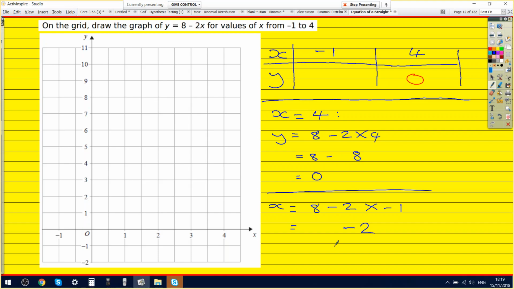Take away 8. Is that 6? So you did the multiplying, you didn't actually do the subtracting, so that subtraction is still there. So it's actually like that. Eight take away -2. Is that 6? What happens with the minus? It becomes a plus. 8 plus 2. Oh, 10. That's it.